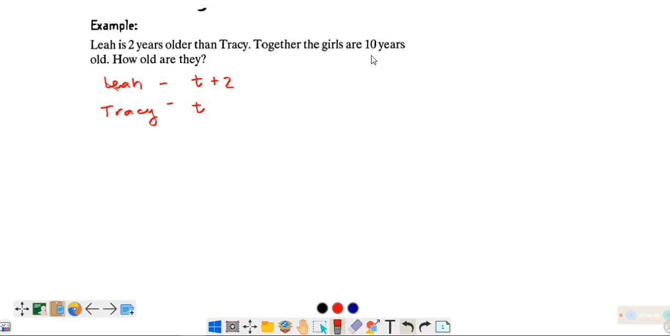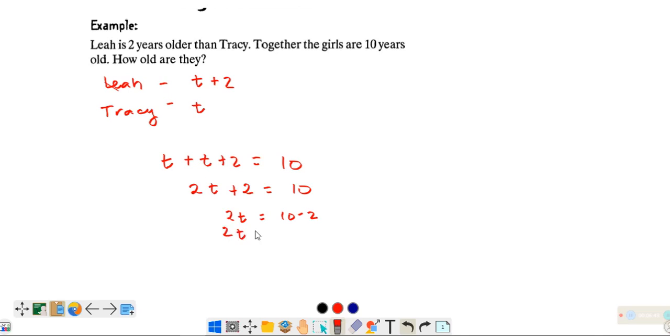Together, the girls are 10 years old. So, t plus t plus 2, we have 10. So, how old are they? We have to combine like terms, 2t plus 2 is equal to 10. And then we have to transfer 2 to the other side, eliminate it on the left side. So we are going to subtract 2 from both sides. We have 2t is equal to 10 minus 2.